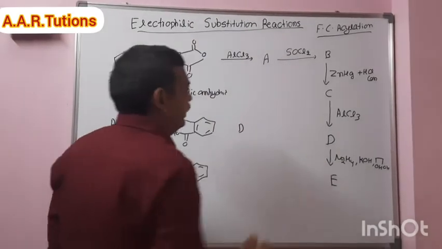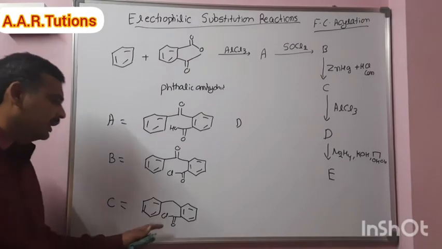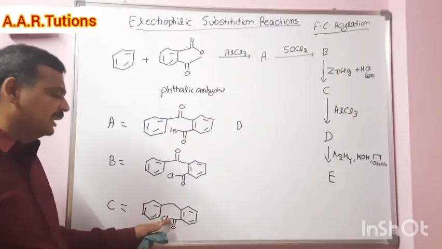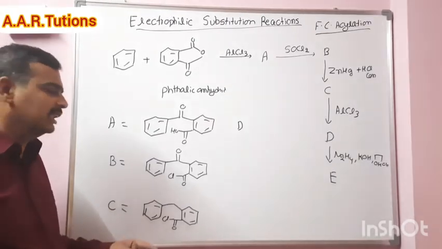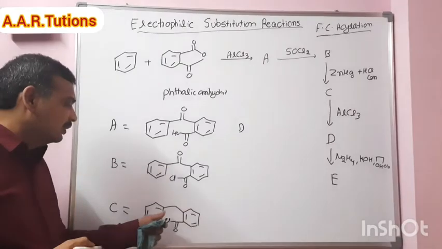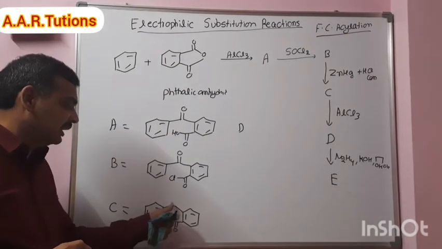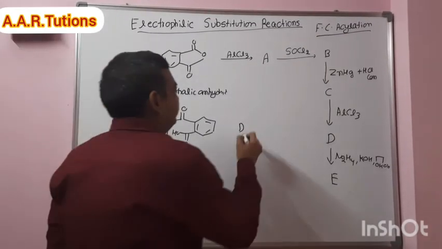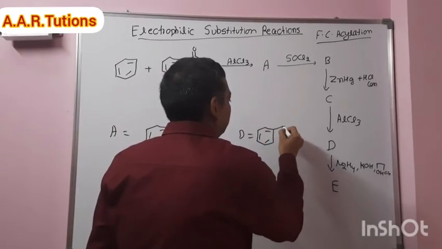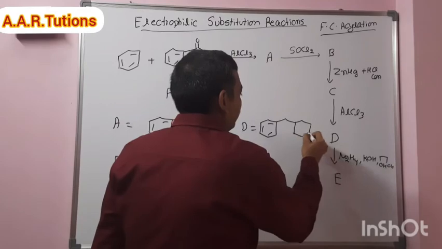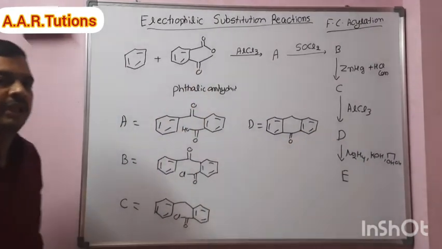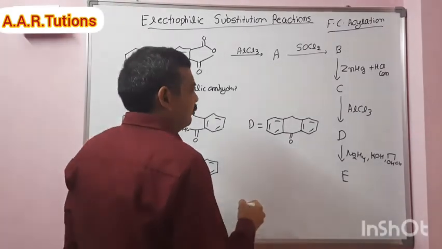What is D? From C to D, AlCl3. Again, what will happen? The acylium ion will form here, and this acylium ion will undergo Friedel-Crafts acylation. It will attack ortho to this group, because it is a ring activating group. So D is formed. Now D further undergoes Wolff-Kishner reduction.